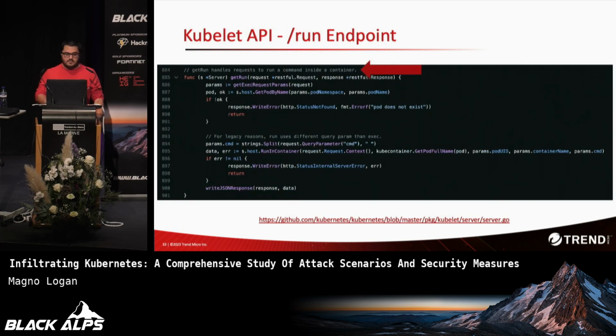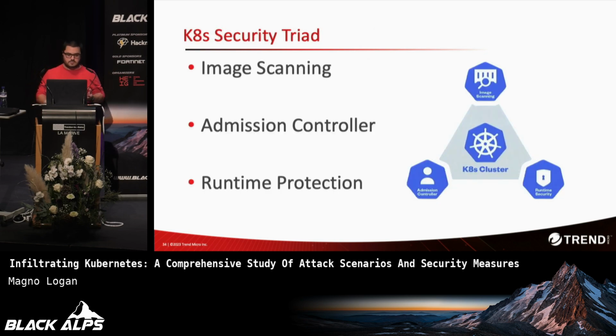So how do I fix it? What are some of the countermeasures or best practices to protect a Kubernetes cluster? I really believe in this approach I call the Kubernetes security triad. Just like what you have for AppSec, you have SAST, DAST, and SCA. These are the main types or categories of tools that you should have if you're leveraging a Kubernetes cluster. The first one is image scanning.